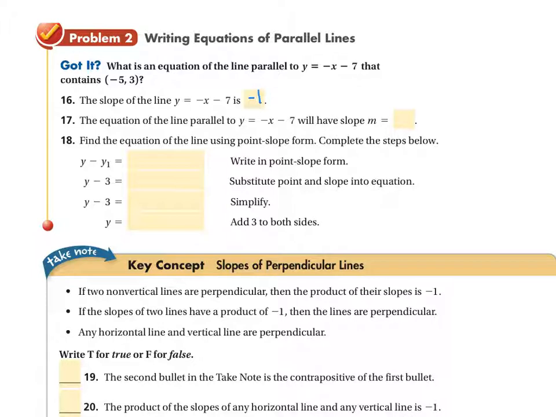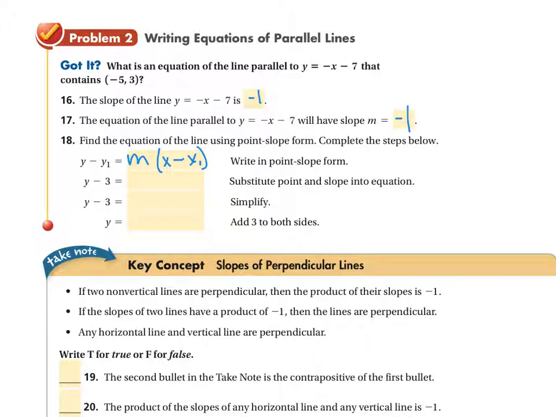The equation of the line parallel to y equals negative x minus 7 will have that same slope of negative 1. So we're going to use the point slope form. We're going to start with the formula y minus y1 equals m times x minus x1. Now we're going to substitute.